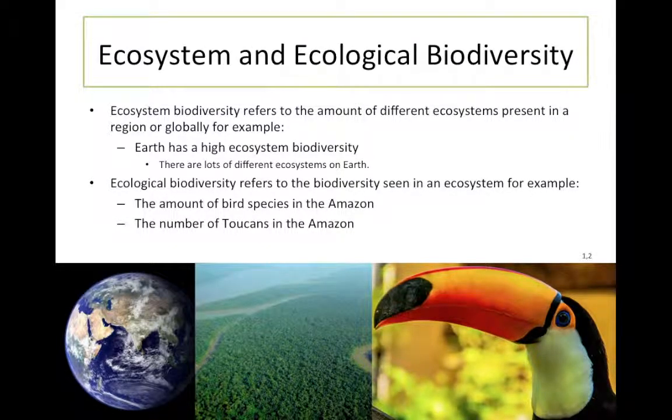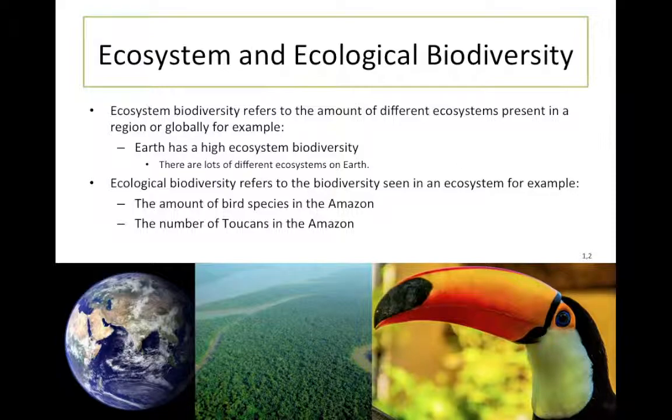Ecosystem and ecological biodiversity are quite similar. Ecosystem biodiversity refers to the amount of different ecosystems present in the region or globally. So Earth has a very high ecosystem biodiversity. There are lots of different ecosystems on Earth. I'm sure you can think of a few. You've got marine ecosystems, rainforest ecosystems, woodland ecosystems.